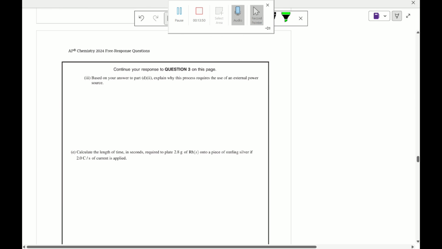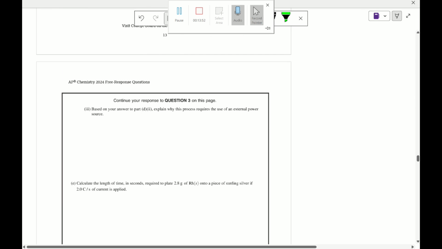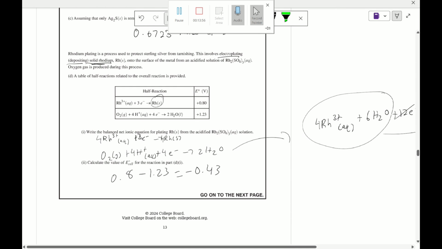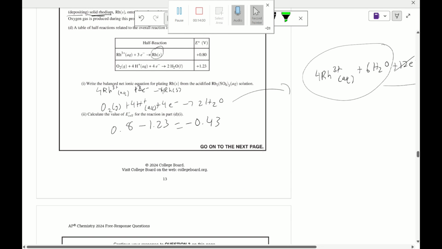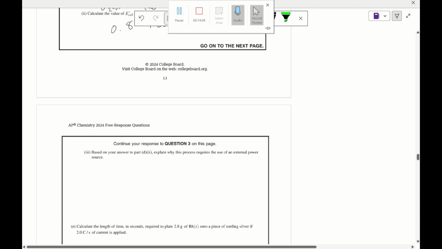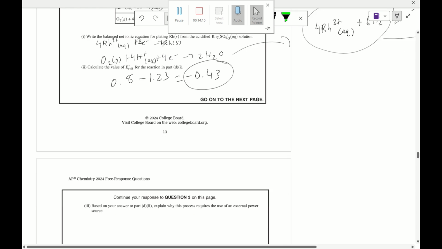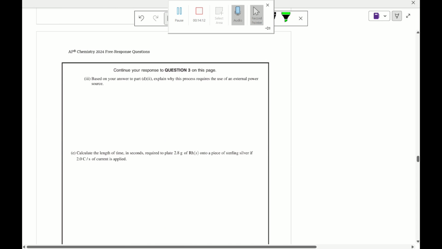And this process requires the use of an external power source because the voltage taken from the anode is less than the voltage produced from the cathode, so it would have a negative E cell value, which means it requires an external power.